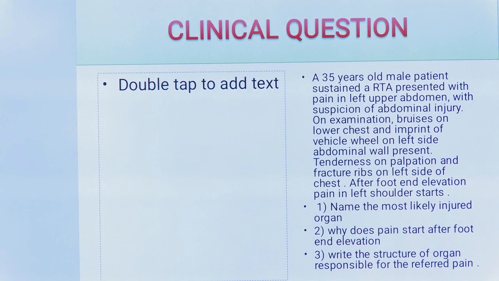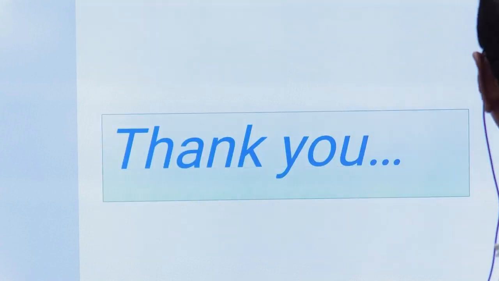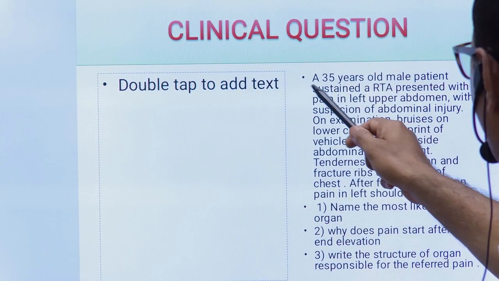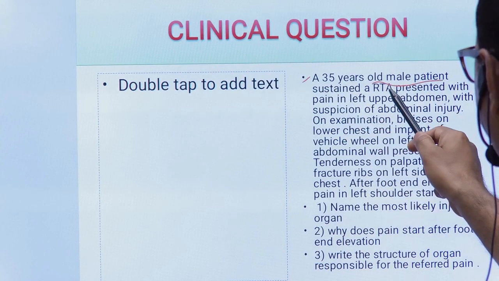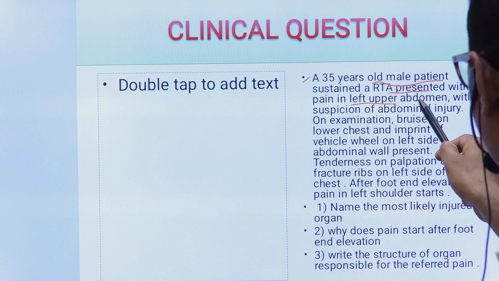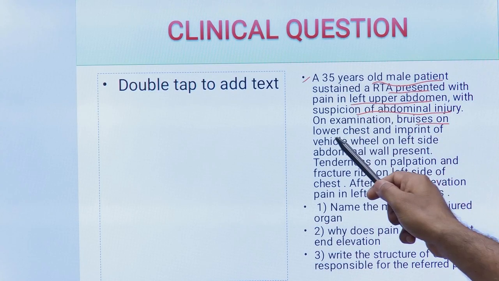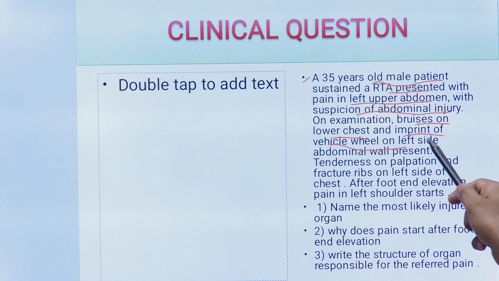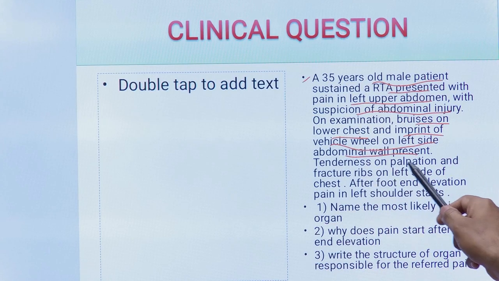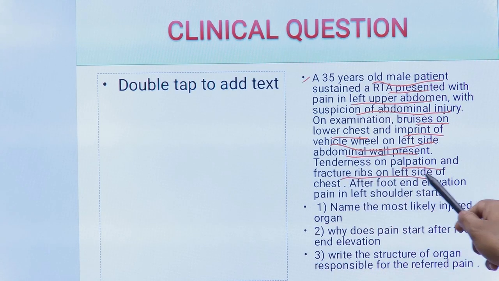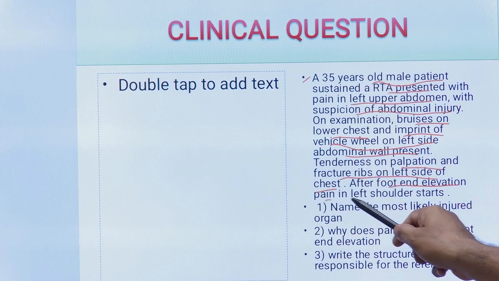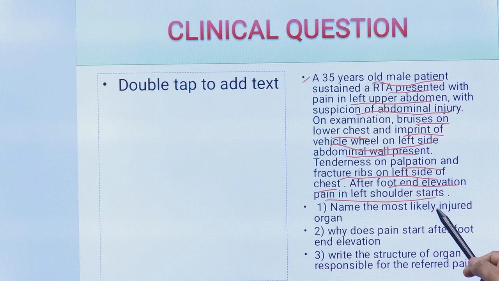Now, one important clinical question: a 35 year old male patient sustained an RTA and presented with pain in the left upper abdomen with suspicion of abdominal injury. On examination, there are bruises on the lower chest and an imprint of the vehicle wheel on the left side, abdominal wall tenderness on palpation and fracture of ribs on the left side of the chest. After foot end elevation, pain in the left shoulder starts. Name the most likely injured organ. Why does the pain start after foot end elevation, and what is the structure responsible for the referred pain?